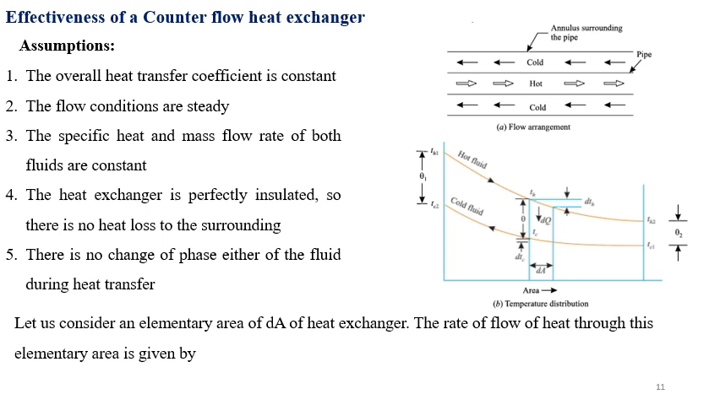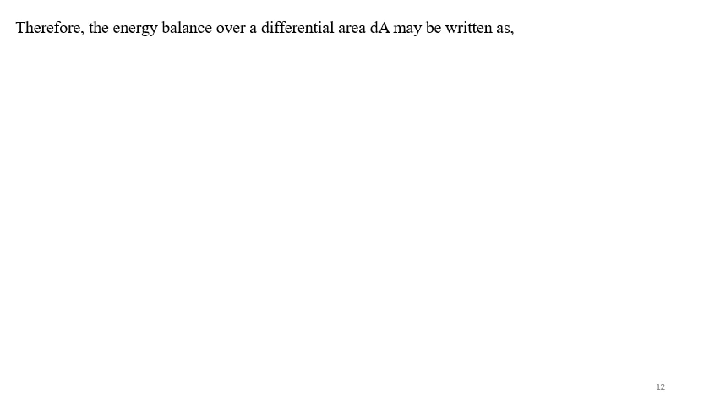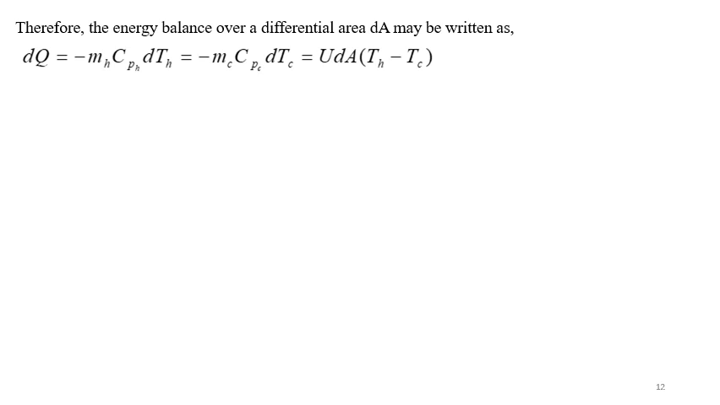Here also we will consider an elemental area dA of the heat exchanger, and we will write the expression for the rate of heat flow through this elemental area: dQ is equal to U into dA into (Th minus Tc). By energy balance, dQ is also equal to minus mH Cph dTh, which is equal to minus mc Cpc dTc. Therefore, the energy balance over a differential area dA may be written as dQ equal to minus mH Cph dTh equal to minus mc Cpc dTc, which is equal to U into dA into (Th minus Tc).